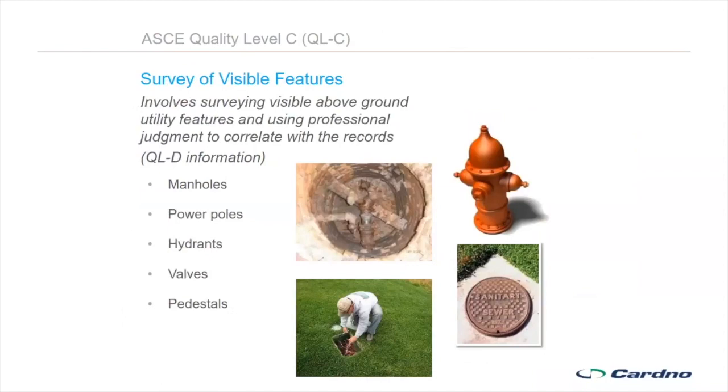Quality level C then takes that data and applies it to above ground surveyed features, so valves, hydrants, so you can start to do some connectivity between what the records show and how that information was applied when the project was designed or installed, and then applying that to the above ground infrastructure that can be seen and actually can be surveyed from above.